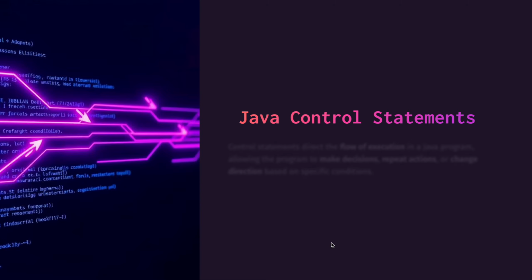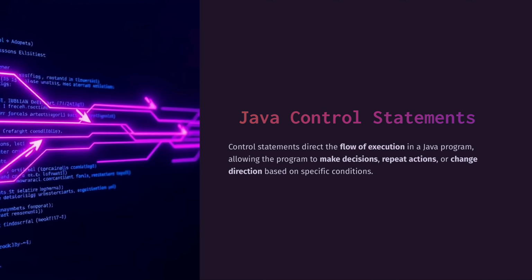In this tutorial, we are talking about what control statements are in Java. What are control statements? Let's see what it is. A control statement directs the flow of execution in a Java program, allowing the program to make a decision, repeat an action, or change the direction based on a specific condition.